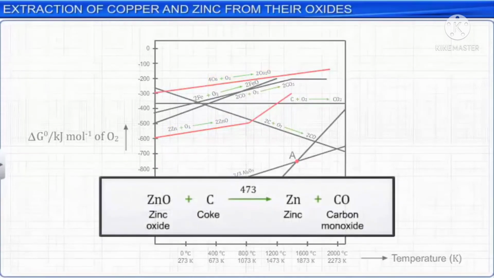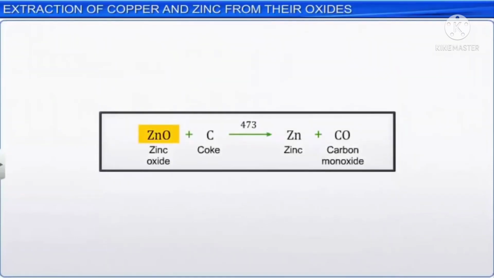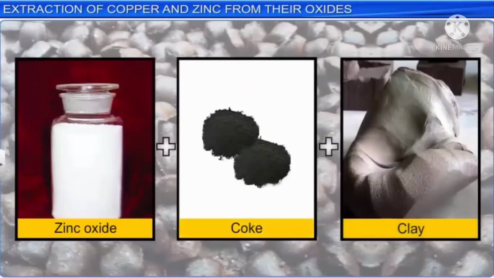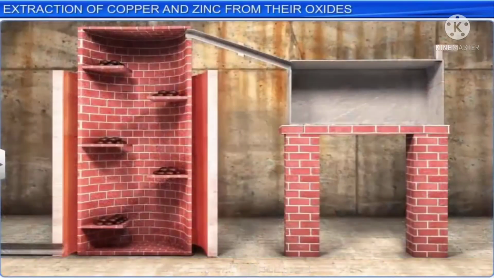Coke is used for the reduction of zinc oxide. Depending on whether sulfide or carbonate ores are used for the extraction, the concentrated ore is either roasted or calcined. The zinc oxide obtained after roasting or calcination is reduced to zinc in vertical retorts. In practice, zinc oxide is powdered, mixed with coke and clay, and then made into small briquettes. The briquettes are placed in vertical retorts that are lined internally with clay bricks. Producer gas is used as the fuel to heat the charge.